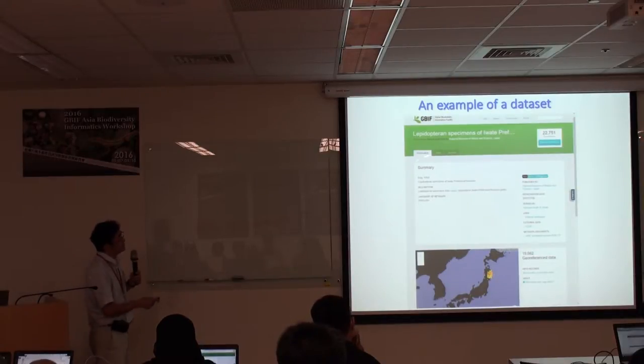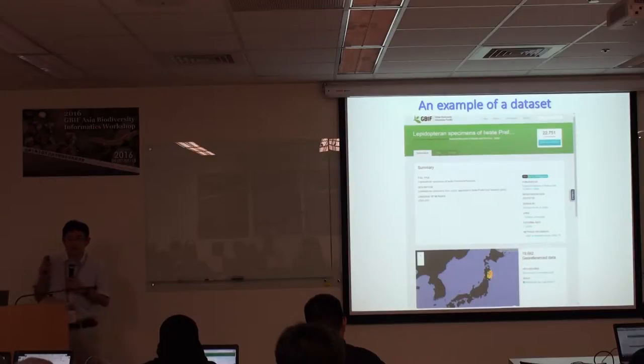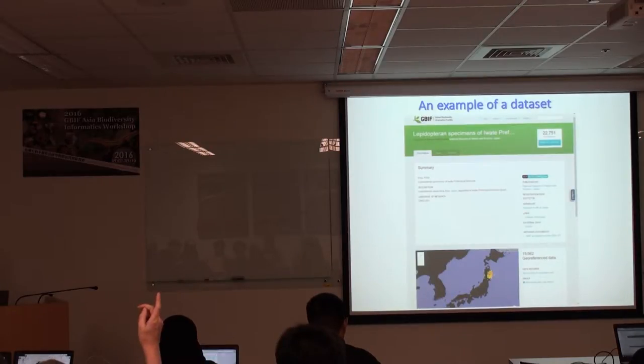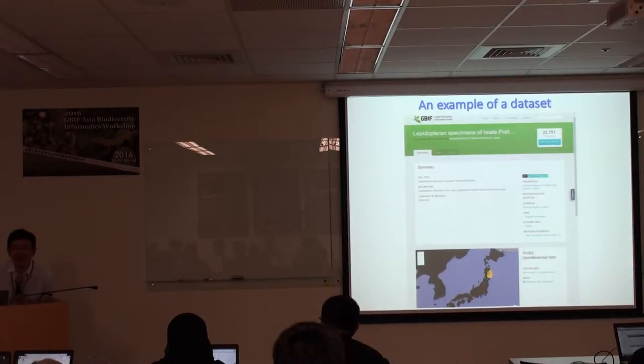Okay, data sets also have DOI. So we have talked about the DOI. Do you know about the DOI? If you don't know about the DOI, please raise your hand. Okay. DOI, well, don't worry. DOI is short for Digital Object Identifier, sorry.